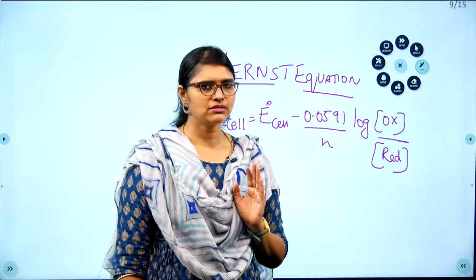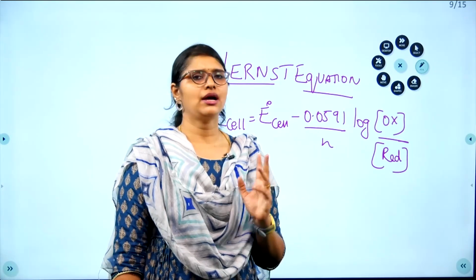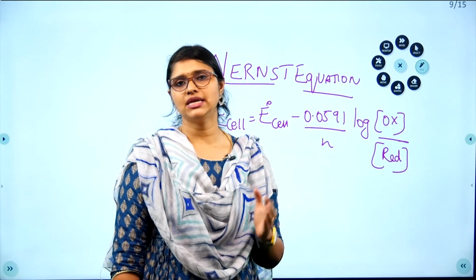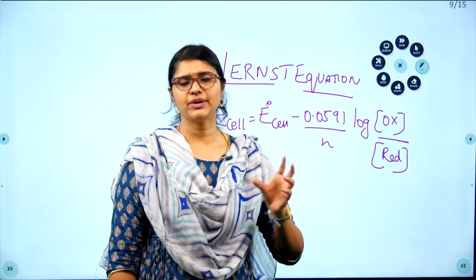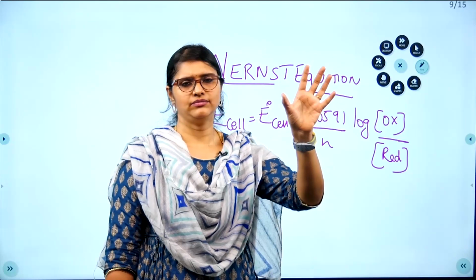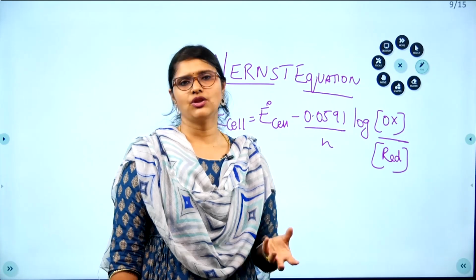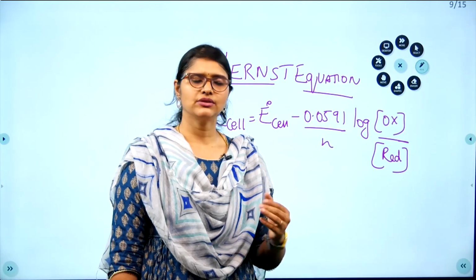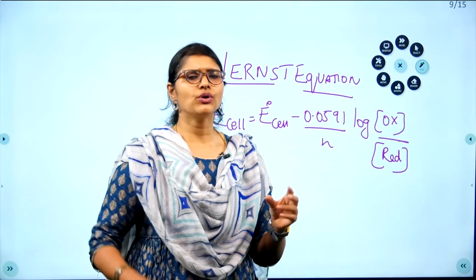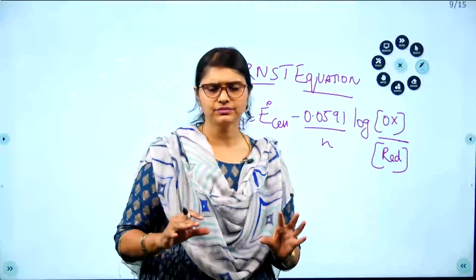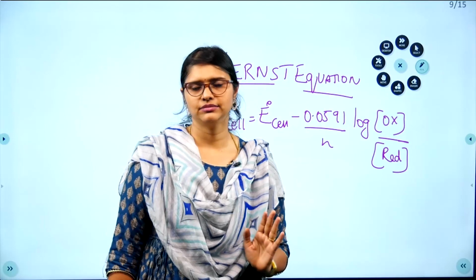And what is E naught cell? You know how to calculate it. E naught cell is the standard electrode potential, and we use the formula E cathode minus E anode to calculate E naught cell. And then oxidized by reduced: whichever is anode, you take it in the numerator, and whichever is cathode, you take it in the denominator. So what is the difference between E cell and E naught cell? E naught cell is at STP and E cell is at experimental condition. That is the only difference.